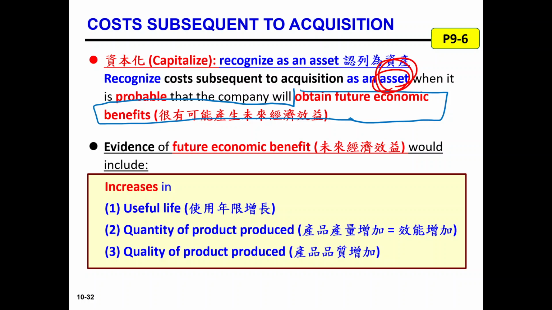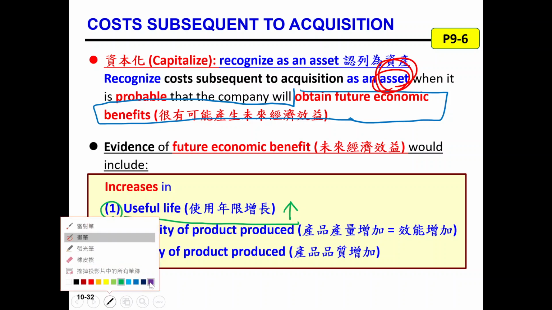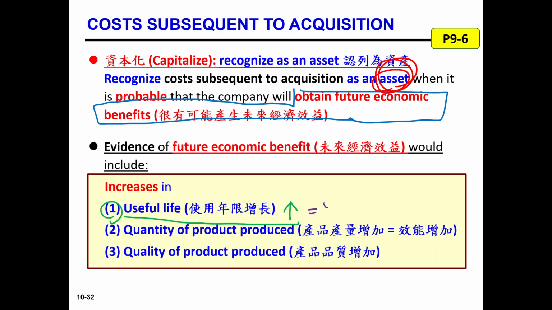If I don't repair my PPE, I don't repair my car, maybe my car is dead right now. But I repair it and find out I can use it 2 years more. So of course, 2 years more can give us future economic benefit, okay? So the first indicator is you find out your useful life increases, which means you can use your PPE longer.